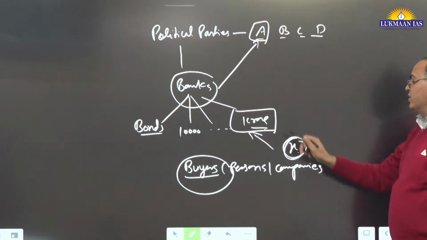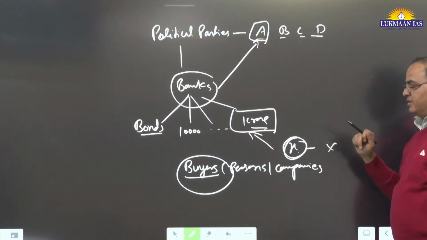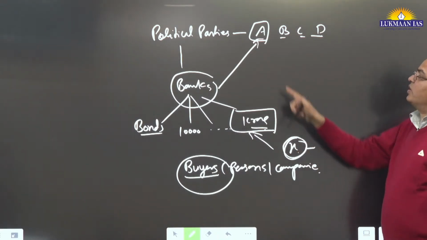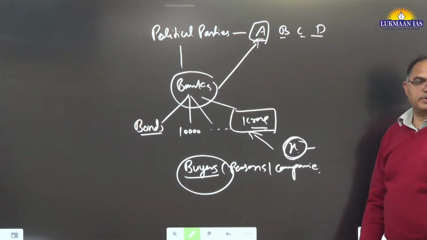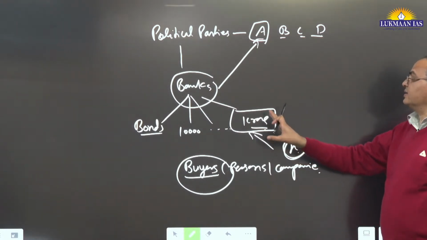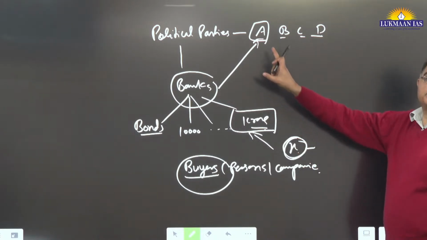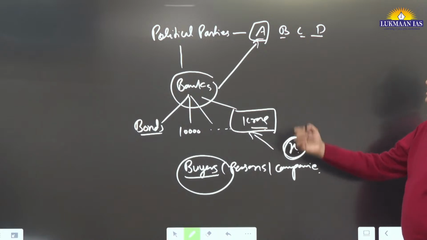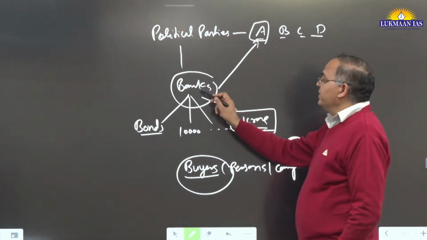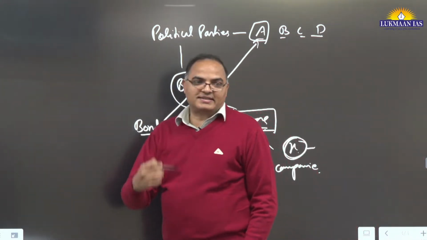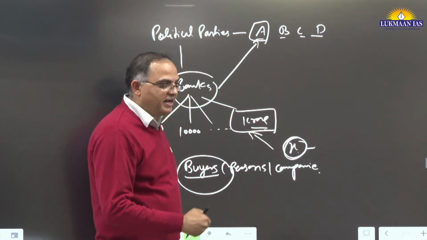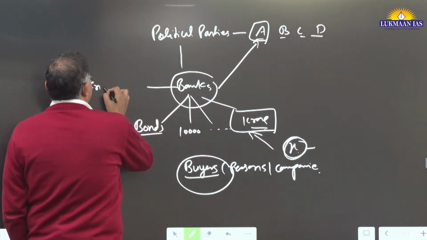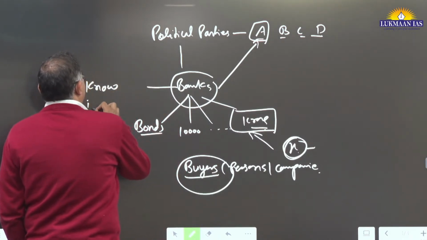That party A will not know the identity of X. It will not know which person has given to the party. The same thing happens with other such buyers. But banks will have the details. The bank knows. The bank will know the identity.